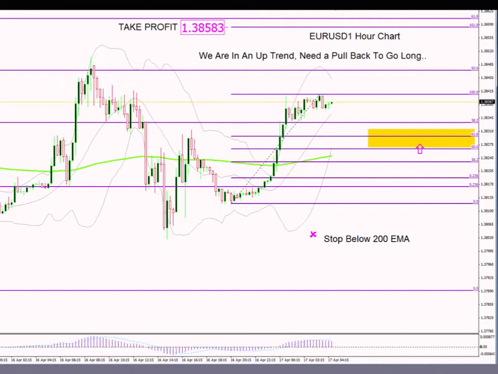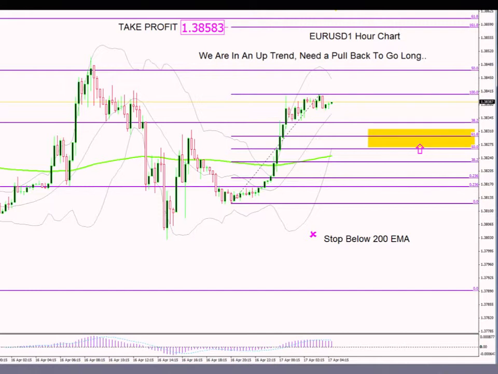I want to take it long, and I want to take it to 38.58. Where does our stop have to go? I would put the stop below the 200 exponential moving average, which is the green line on the chart, and that is where our stop needs to go. And then we're just going to take profit as we go. You know, I'm a price scaler myself. I like to scale out of my trades. So at certain levels, I will take profit.